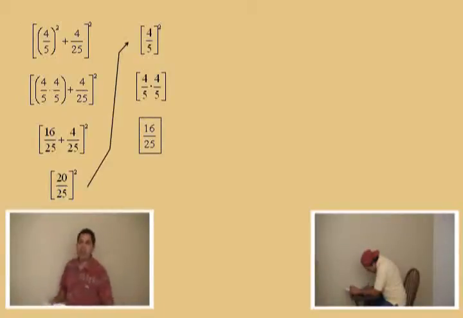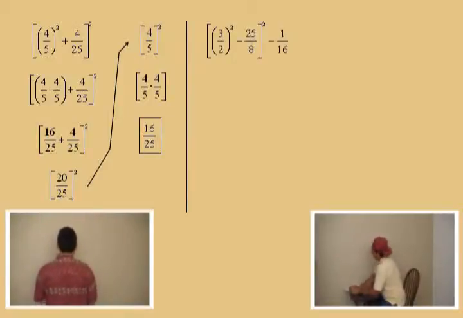We are having so much fun. Let's go to our next problem. There it is right there. Okay. 3/2 squared minus 25 over 8. That quantity is squared. And we're subtracting 1/16.